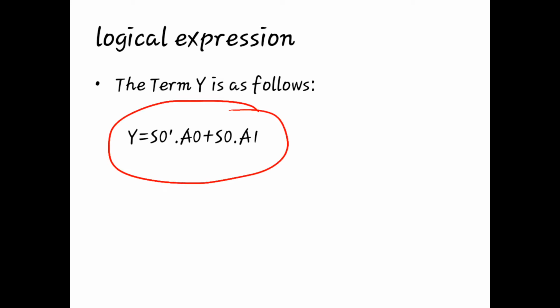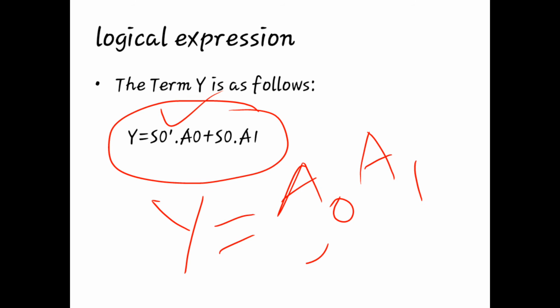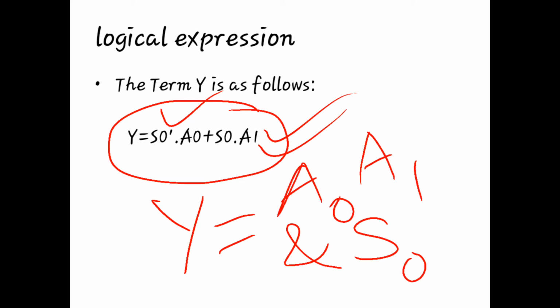Now, what will be the basic logical expression or the Boolean expression for this circuitry? Now you can see here the single output Y. It is going to be computed with respect to the inputs A0, A1 and the select line S0. So this is the basic formula. The Boolean expression for the term Y can be evaluated with this expression.